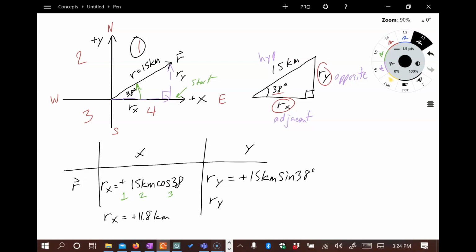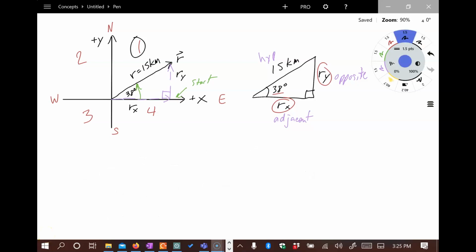And again, when we write that down, we're going to get the answer that we had before, plus 9.23 kilometers. So practice this quick method of doing it, and it'll save you a lot of time. Okay, let me show you something else here about doing the components.